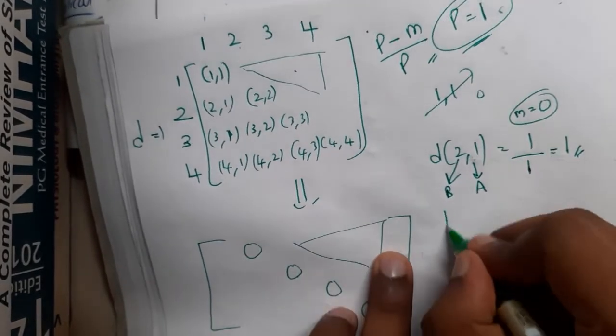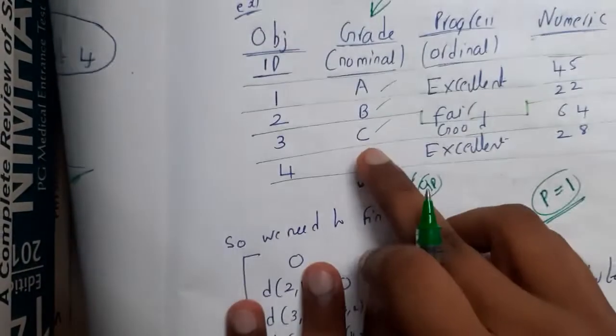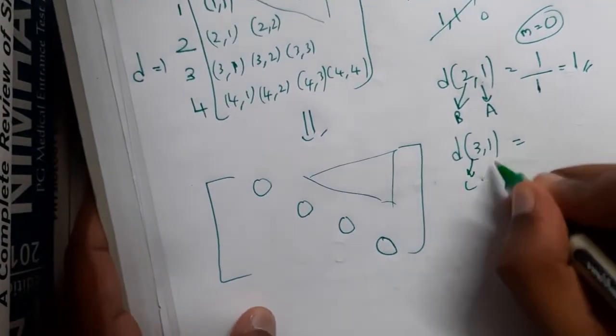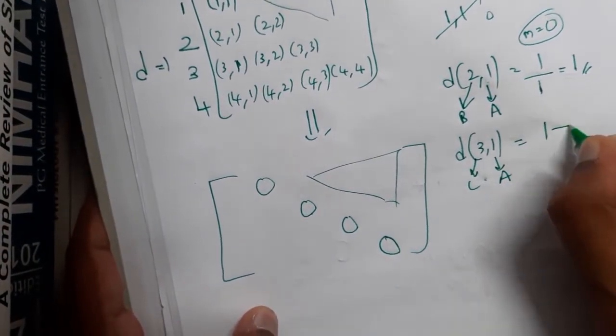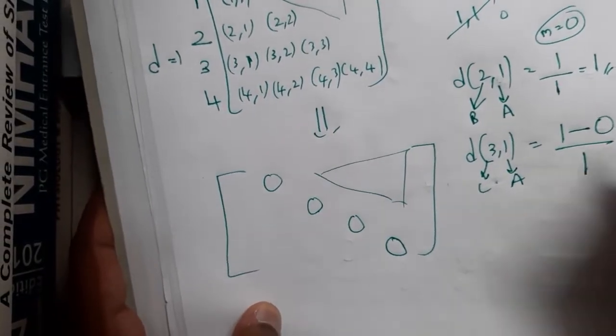Similarly, do the same for the next one. So 3, 1. What is a 3? It is a C. And what is a 1? It is an A. So CA. This is a C and this is an A. Are they similar? No, it is again 0. So again we got 1.